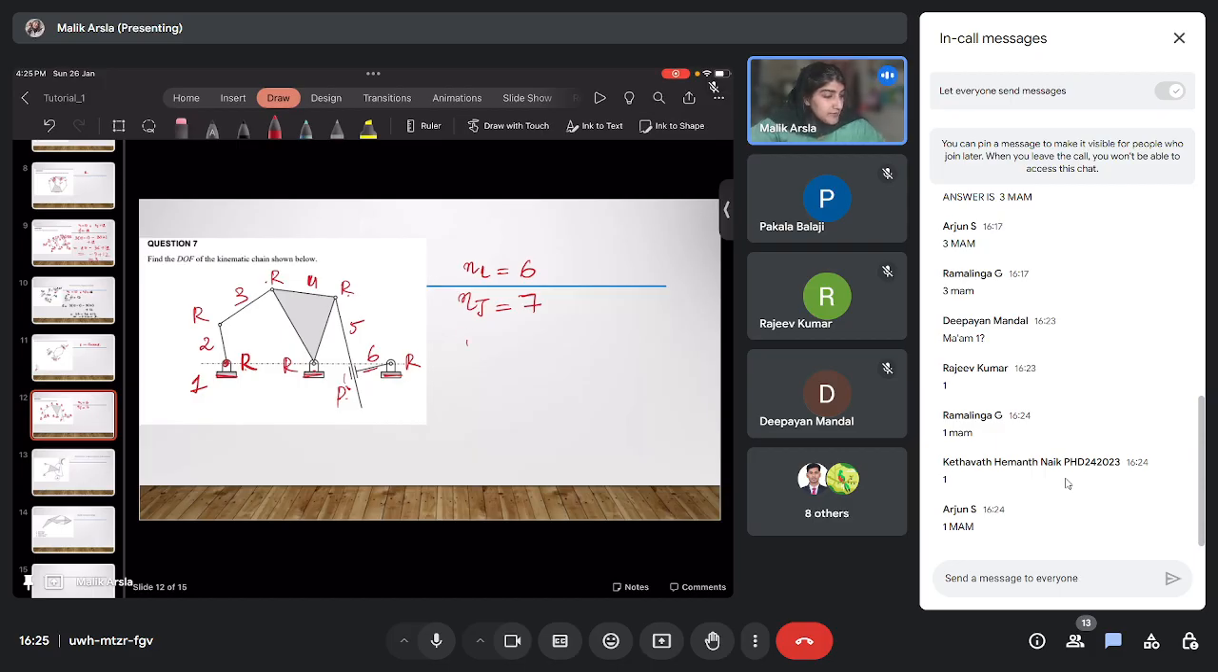Again, the degree of freedom of each of these joints is 1 only. So the total degree of freedom of each of the joints will be 7. So it will be 3 into 6 minus 1 minus 3 into 7 plus 7, right? So I guess this is coming out to be 1 only. So this is a simple calculation.